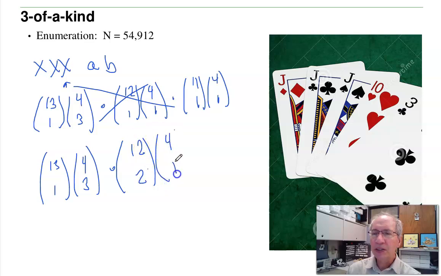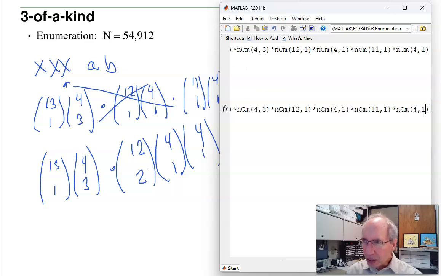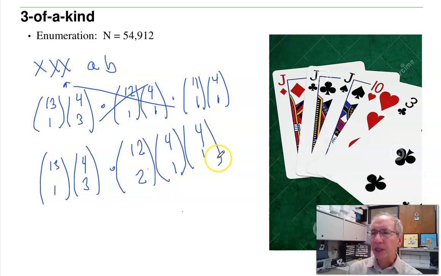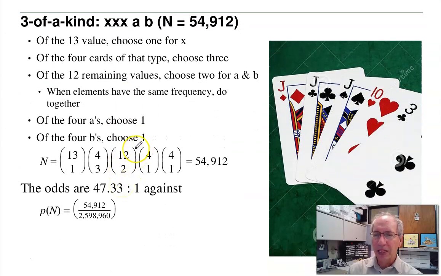There are 4 a's, choose 1. There are 4 b's, choose 1. So now when I do it that way, I'll have 12 choose 2 times 4 choose 1. That gives me the a's. 4 choose 1, that gives me the b's. There's the right answer. And that's kind of a recurring theme. If you have two numbers with the same frequency, calculate those together. And that's the right way to get 3 of a kind.